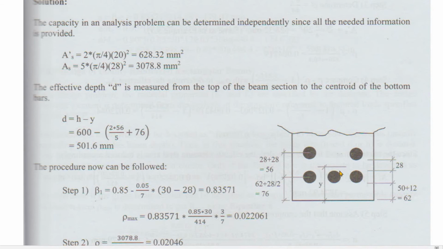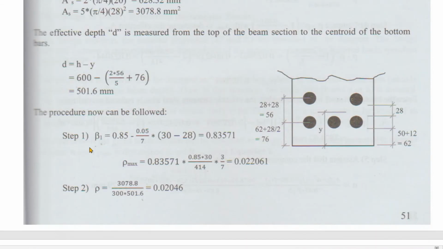So, paano kung ang bakal naman natin magiging, let's say, 6 na 28 mm, okay? So, ang centroid nun is simply nasa gitna lang nung dalawa. Pero take note, ito 3 tapos 2. Kaya magkaiba ang kanyang distance, hindi siya exactly nasa sentro. Okay? So, the procedure can now be followed.